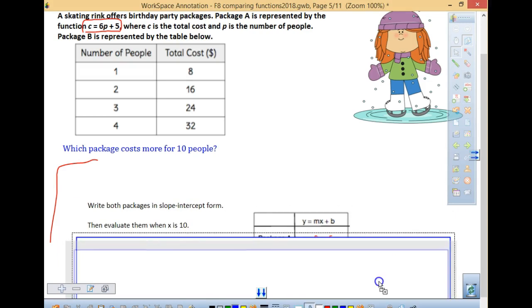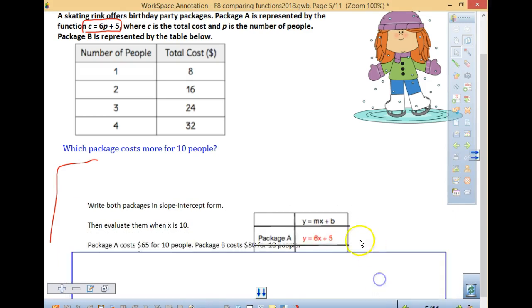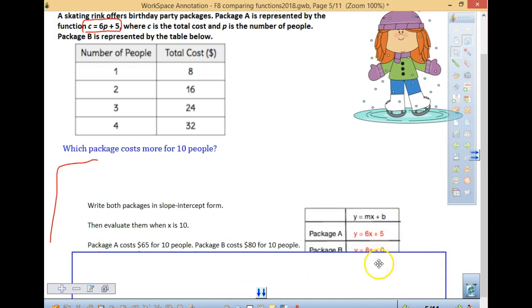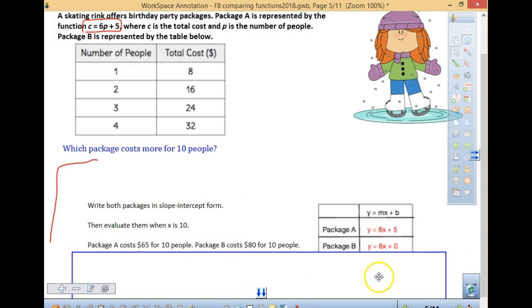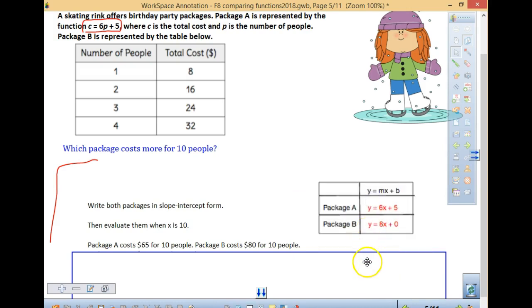Is package A already in slope-intercept form? Yeah. So if we take a look at package A and package B, package A, y equals 6x plus 5. Package B, if we notice each time it's going up by 8, so if you were looking at the 0 for no people showing up, the cost was 0. Whereas this other package, they are charging us $6 per person, but you have an initial fee of 5.